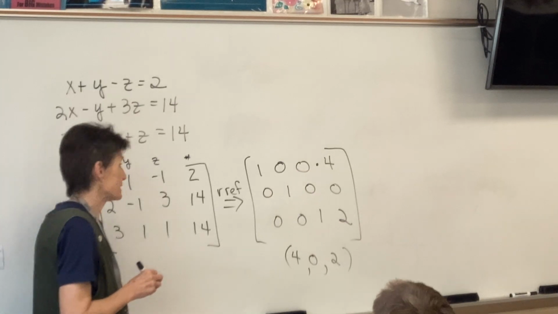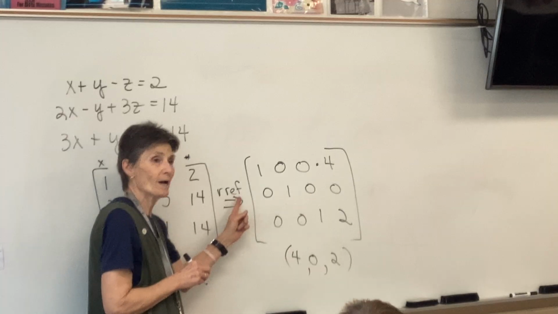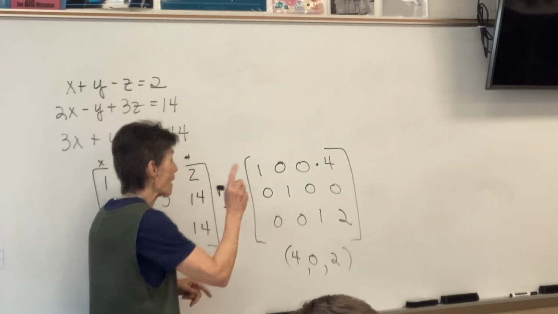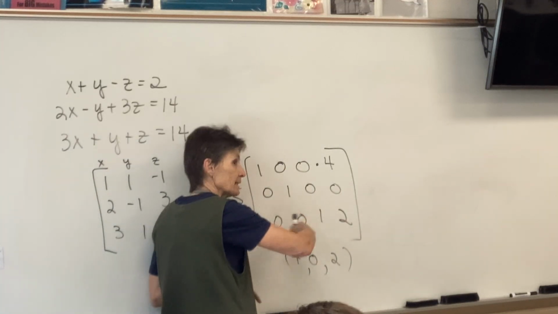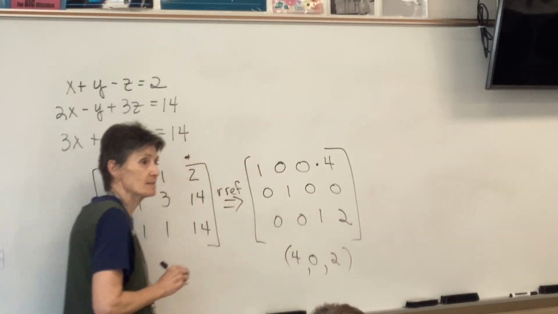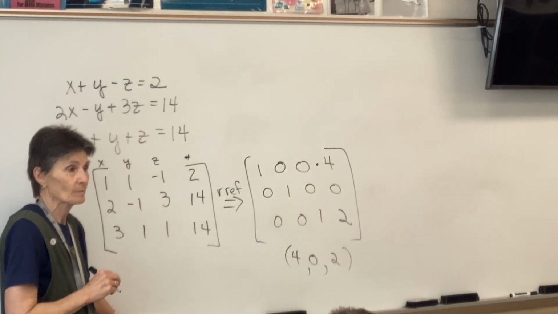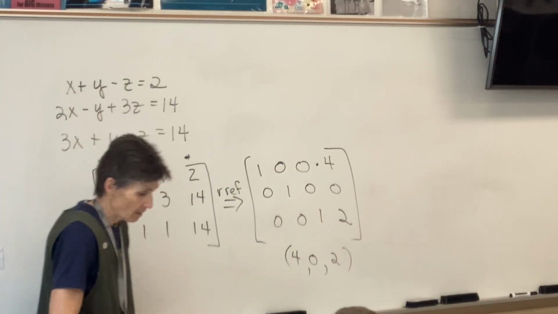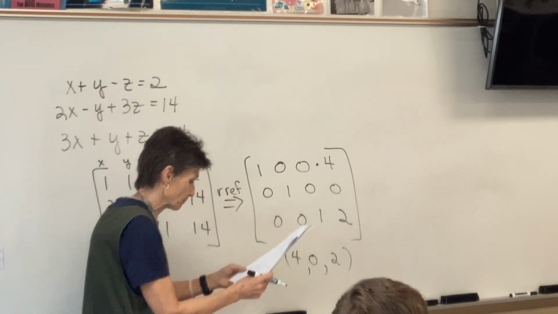RREF stands for reduced row echelon form. And that means the matrix comes out looking like this. That matrix is in reduced row echelon form. That's all there is to it. All right, let's try the next one.